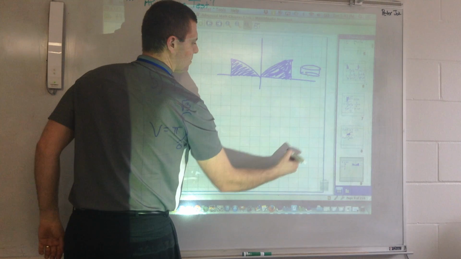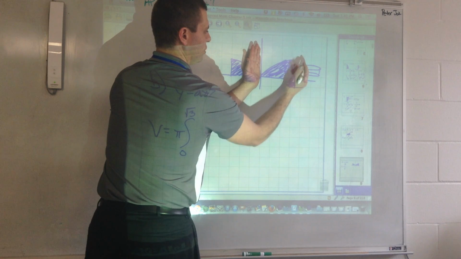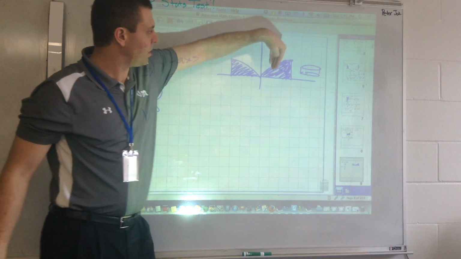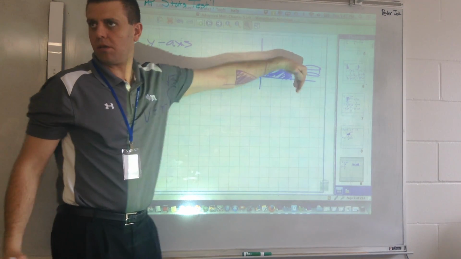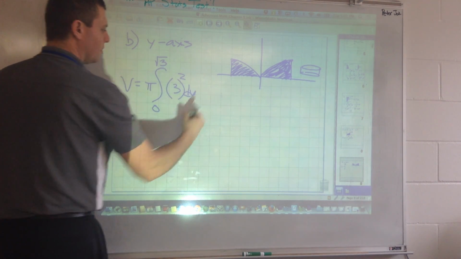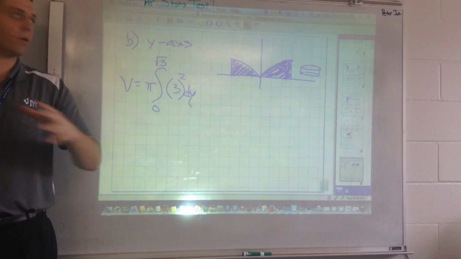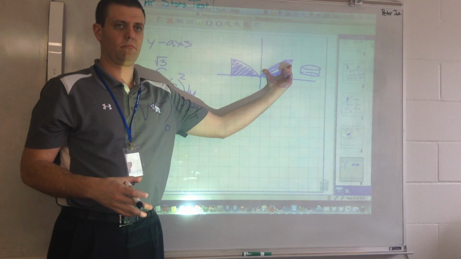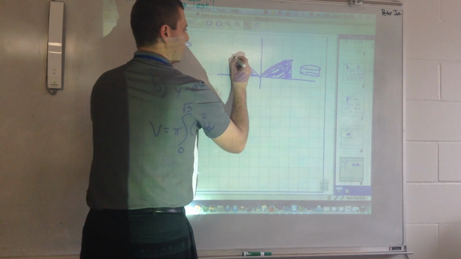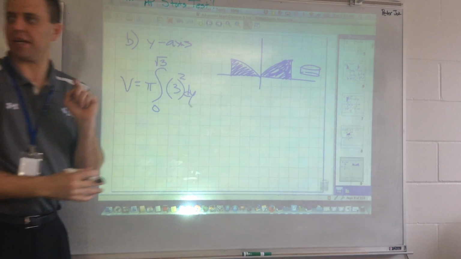So what I'm thinking about doing is pretending it was full, like it was just a solid rectangle right here. And so that function would be simply x equals 3. So 3 squared dy. That would give me, if it were a solid disk all the way through, the entire thing. So in other words, I would enclose this, shade it all in, and that's what it would end up making.